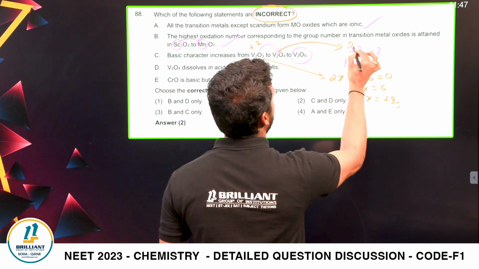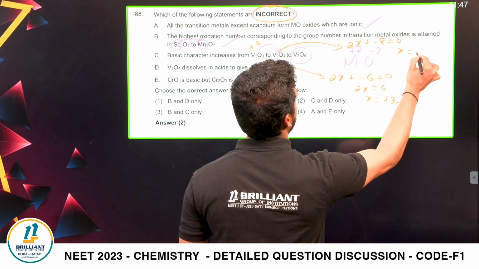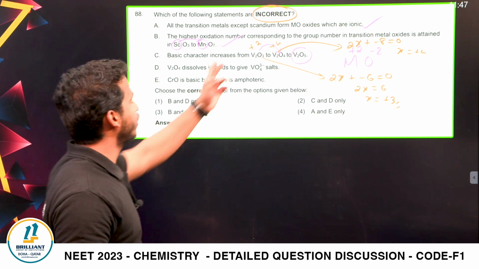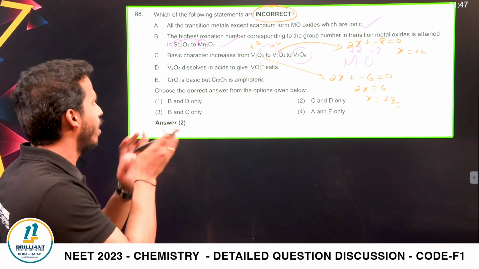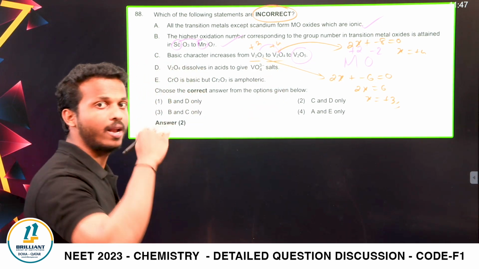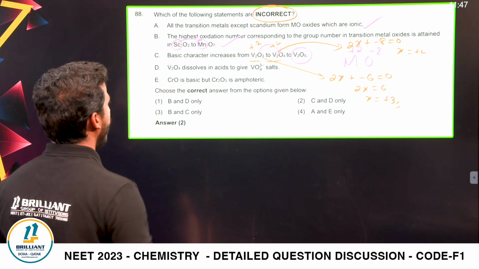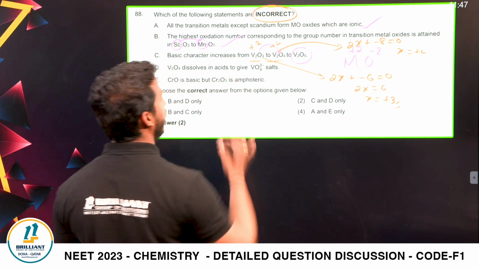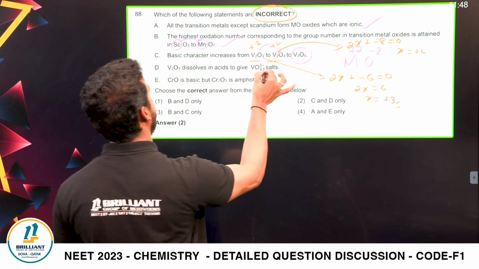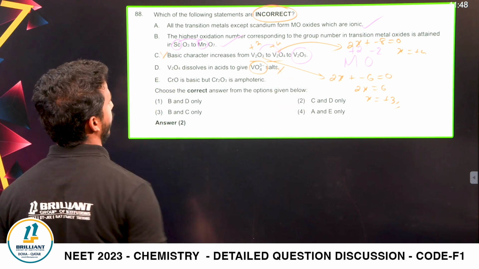What about V2O4? 2 vanadium, so 2x plus 4 oxygen -8 equal to 0, x equal to what? +4. You know, normally the higher the oxidation state, the higher the acidity. So the higher the oxidation state, the lower the basicity. A small idea. So we can say V2O3 to V2O5, what happened? The oxidation state increases, so basicity decreases. V2O4 dissolves in acid to give VO4 3-. V2O5 dissolves in acid giving you VO3. This is a wrong statement. This is also a wrong statement.